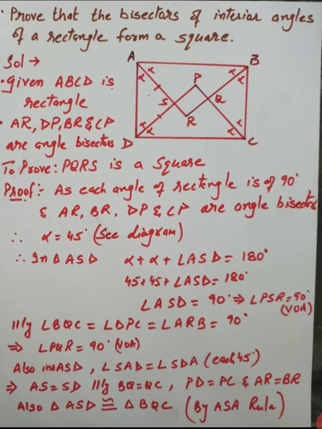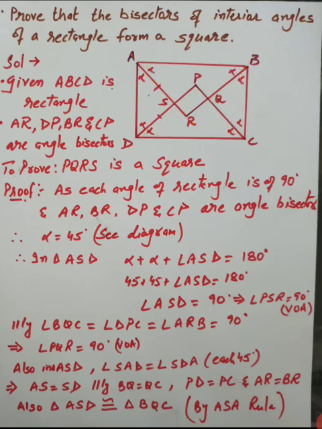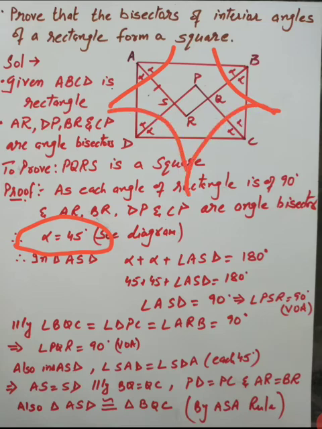So what we need to prove is that this PQRS that you see here becomes a square. We need to prove that PQRS is a square. As each angle of a rectangle is 90 degrees, and AS, BQ, CQ, DS are the bisectors, they bisect the right angle and this alpha becomes 45 degrees. Each alpha becomes 45 degrees, right?